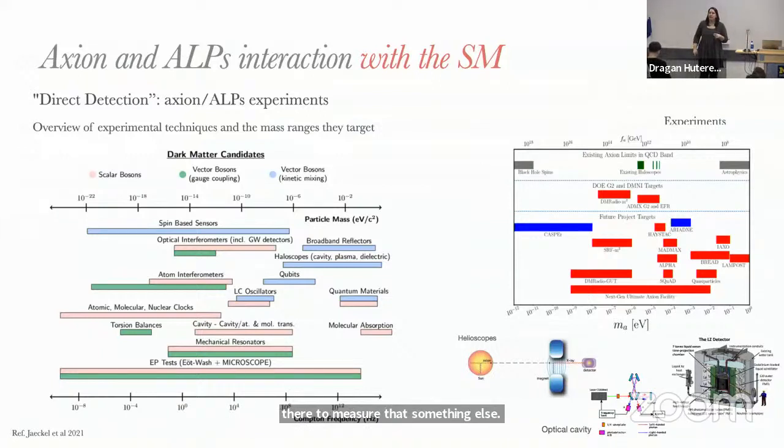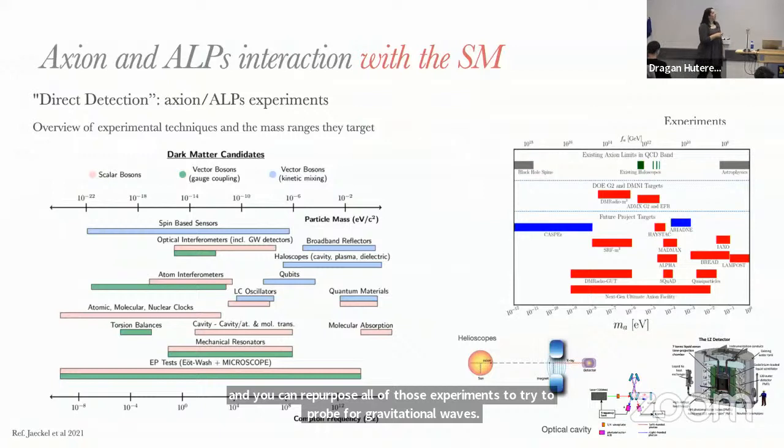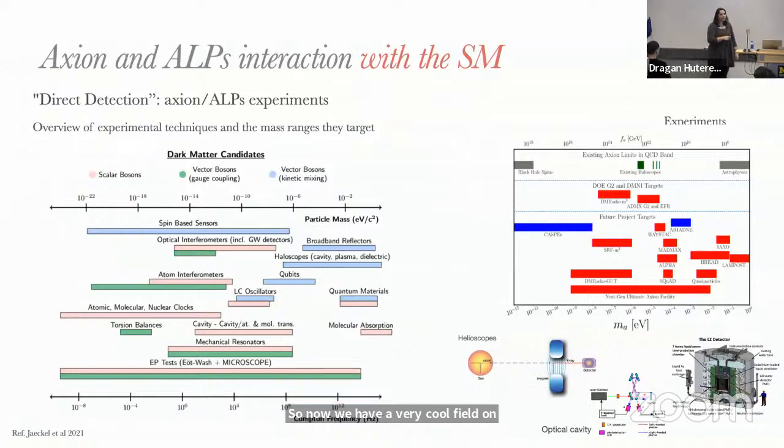Funny fact, gravitational waves also do the same thing. Gravitational waves also change electrodynamics a little bit. And you can repurpose all of those experiments to try to probe for gravitational waves. So now we have a very cool field on dark matter that is not only repurposing those experiments or trying to find new ideas for experiments to probe the axion, but also using them to probe gravitational waves. So we don't need LIGO. LIGO is for a certain frequency.